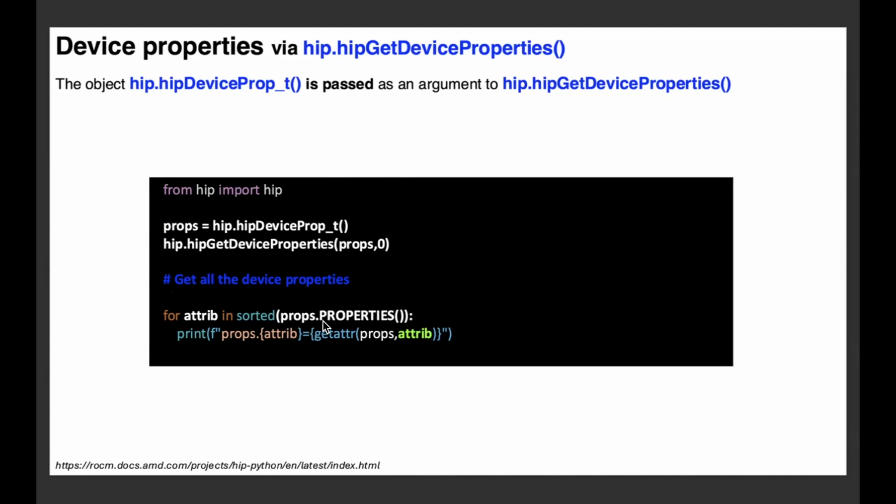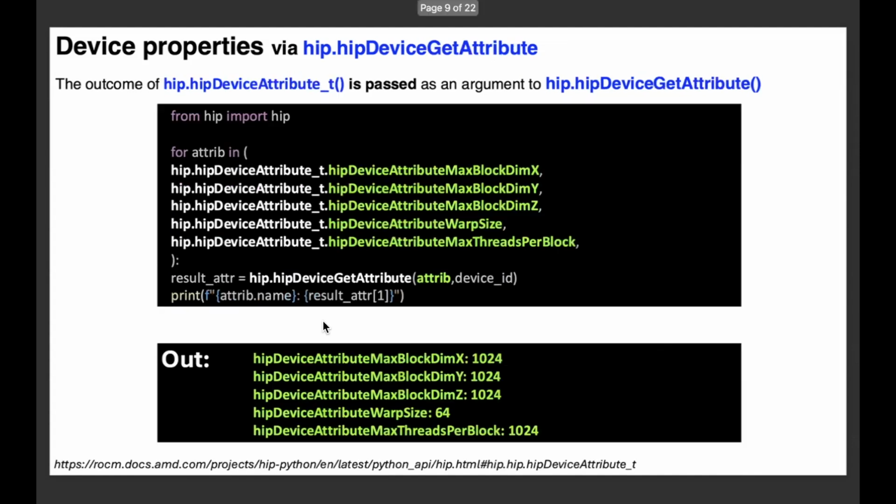So this is for the function get device properties. You can get additional properties from this get attribute function. In the same way, the function accepts as an argument this class, which in its turn has some attributes here that you can define. And here I selected a couple of attributes that we want to get their values.